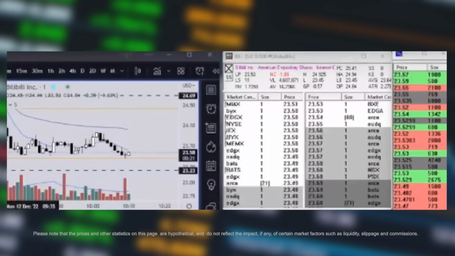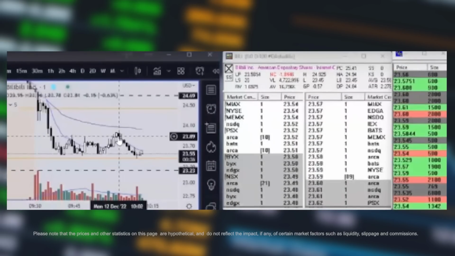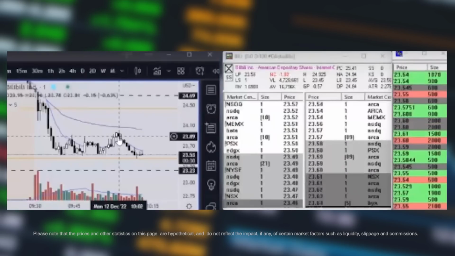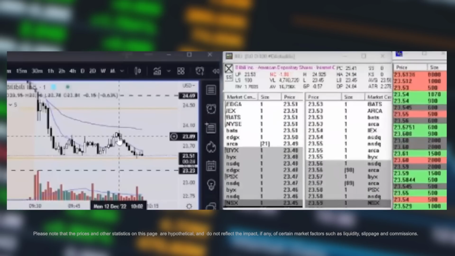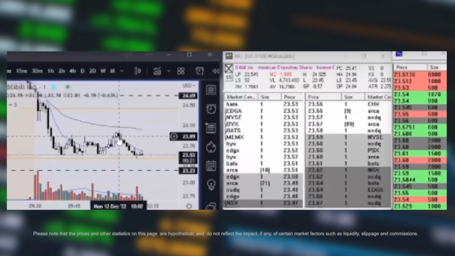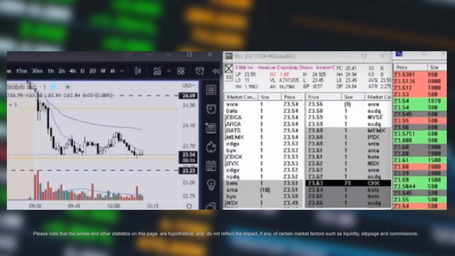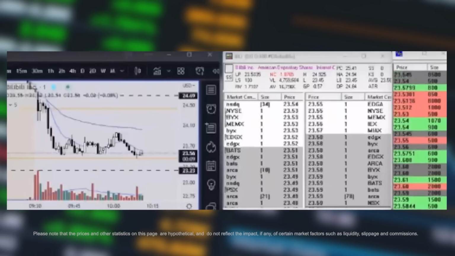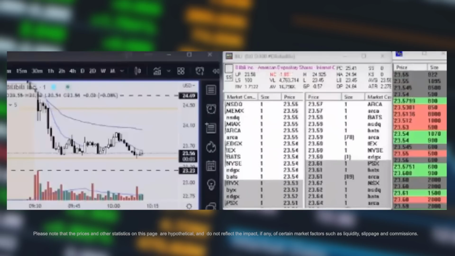Just speeding this up a little bit. We get a slight pop back into the 2360 area, and I think it's around here where we break down. So we're coming back into the 2350, an important price again. They do a little bit of volume at that 2355 area.